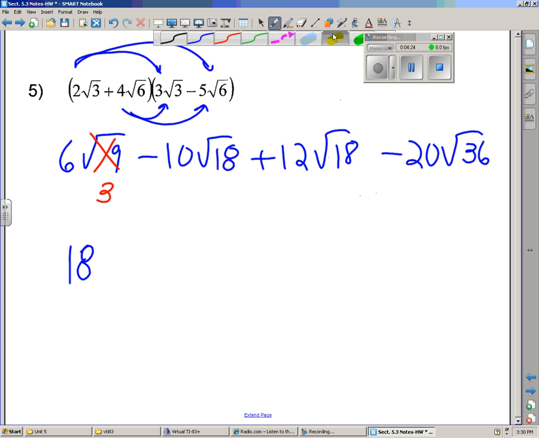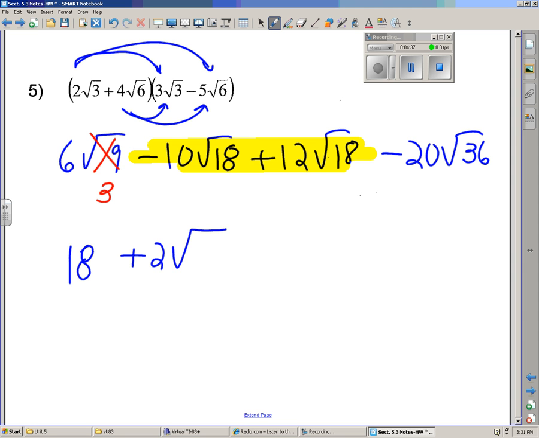These guys right here are like radicals. You can combine those guys together. Negative 10 root 18 plus 12 root 18 is going to be positive 2 root 18. This next part, the square root of 36 is just 6. Negative 20 times 6 is negative 120.